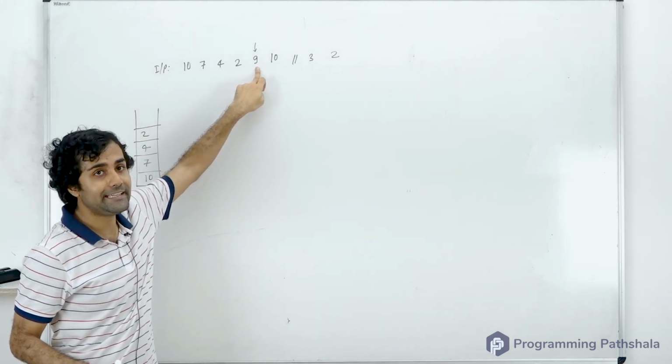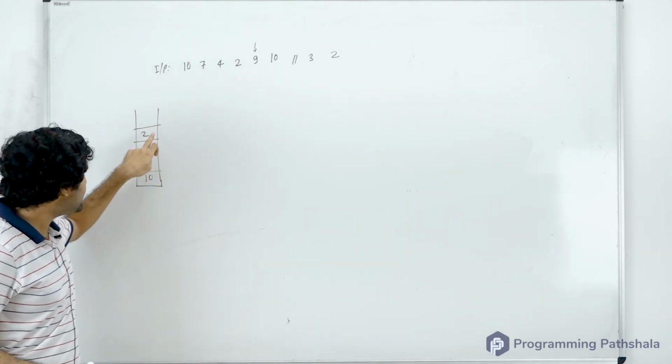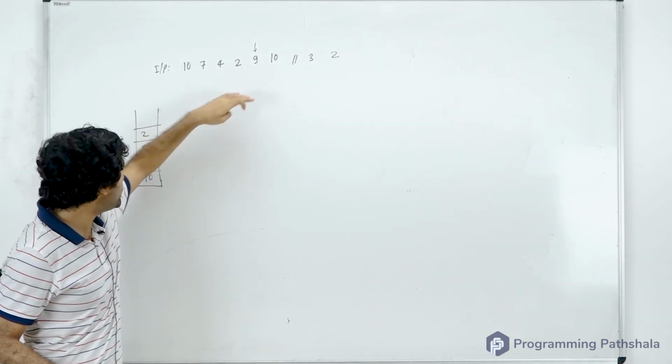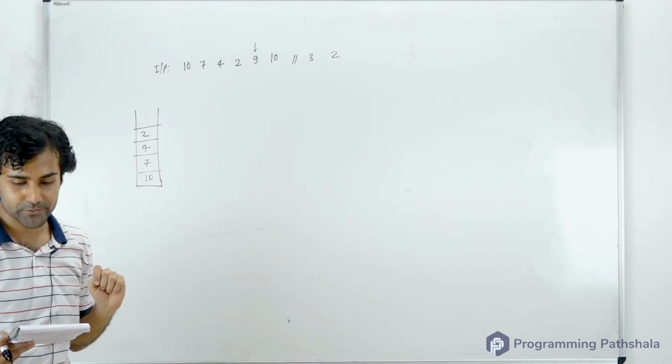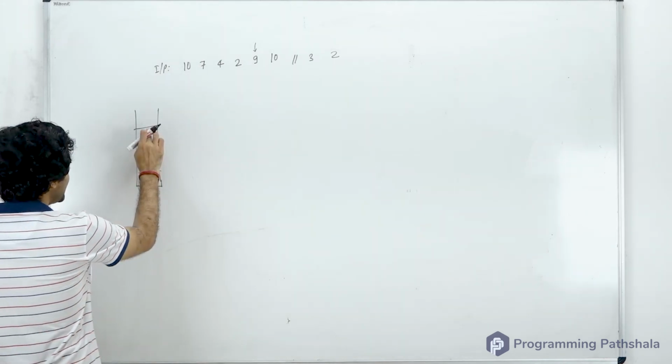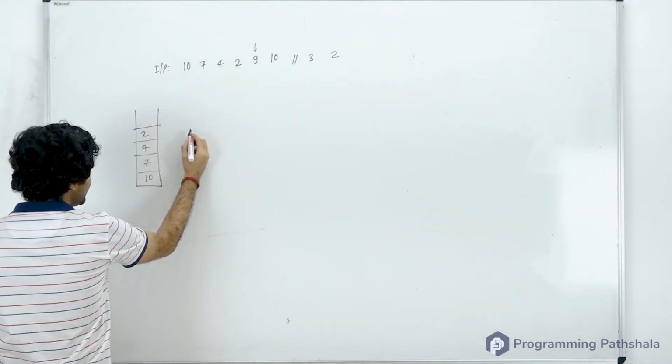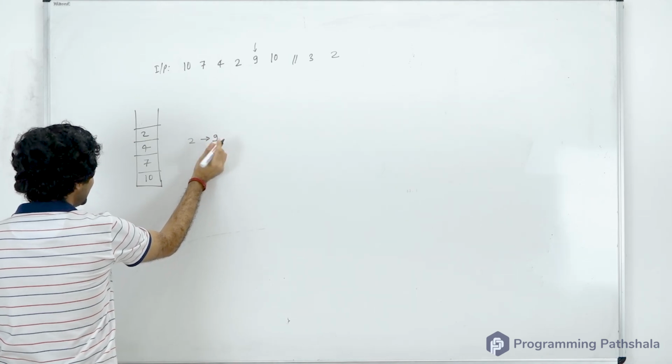Now here this 9 came and 9 is greater than 2. So can I say that it has a potential to not just pop 2 but many other elements also? Can I say that? Yes or no? Right? So what will you do? You will compare this with this. This is smaller. Yes. So you will say that the next greater of 2 is 9. You will get rid of 2.